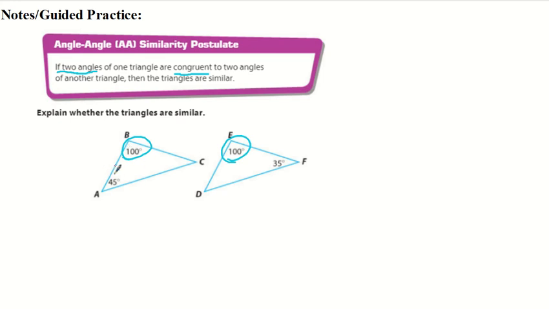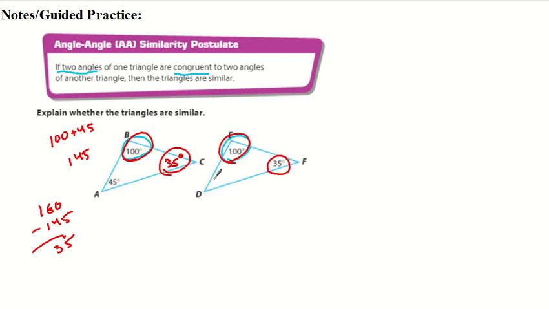If I add up 100 and 45, I get 145. Well, I know that all three angles have to add up to 180. So if I do 180 minus 145, I get 35. So that means this is a 35-degree angle. So now I know they both have 100 degrees in common and they both have 35 degrees in common. That means this is automatically a 45-degree angle, which means that these are similar. Oops, the pen stopped working. Weird. But there we go. These are similar triangles. So they're the exact same shaped triangle, they just might be different sizes.